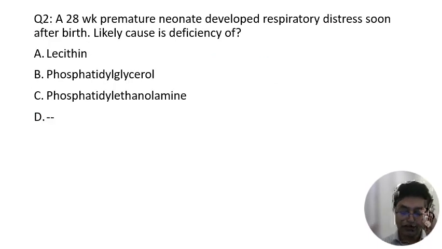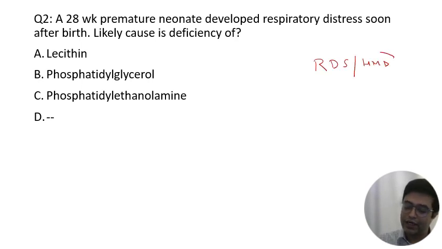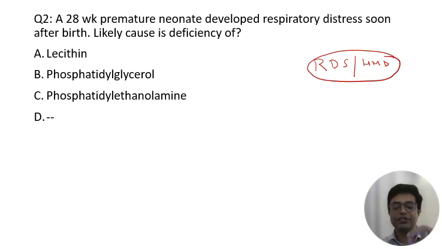Let's move further. Question number two. A 28-week premature neonate developed respiratory distress soon after birth. Any preterm child less than 32 weeks, if there is distress soon after birth, you always suspect RDS in the patient. RDS is also called hyaline membrane disease. RDS and HMD occur due to deficiency of surfactant. So this question is indirectly asking you what is the most important component of surfactant. The likely cause is deficiency of C.